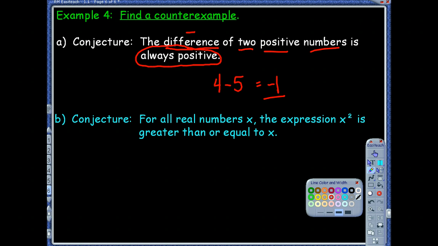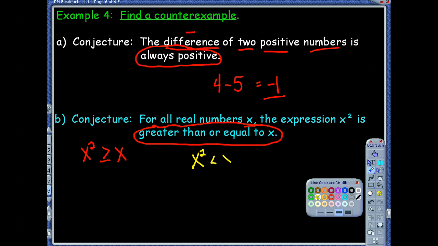Awesome. All right, the next one says for all real numbers x, so we're throwing out a variable here, the expression x squared is greater than or equal to x. So right now, what they're saying is that x squared is greater than or equal to x every time. We want to prove that that's not always the case. So we want to show that it's not always greater than or equal to x. So what would it have to be? It would have to be less than. All right, so this is what we want to show. To prove our counterexample, we want to show an example where x squared is less than x.